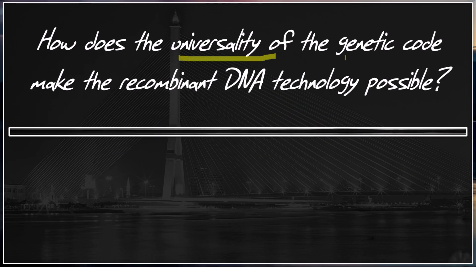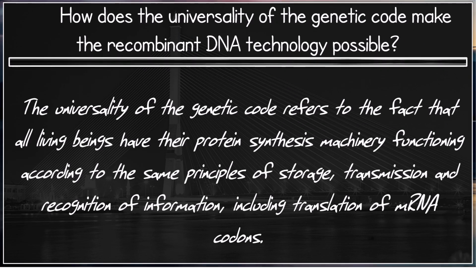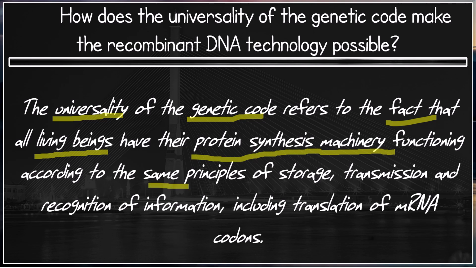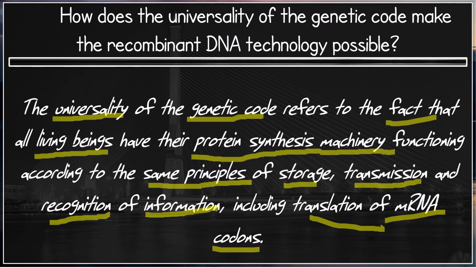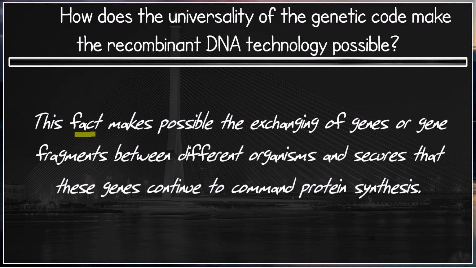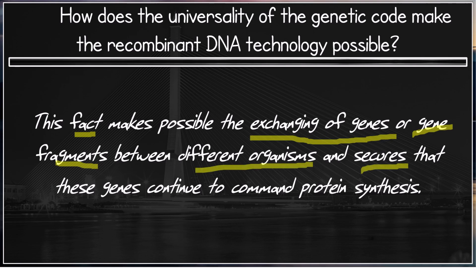How does the universality of the genetic code make recombinant DNA technology possible? The universality of the genetic code refers to the fact that all living beings have their protein synthesis machinery functioning according to the same principle of storage, transmission, and recognition of information, including translation of messenger RNA codons. In fact, it makes possible the exchanging of genes and gene fragments between different organisms and secures that these genes continue to command protein synthesis.